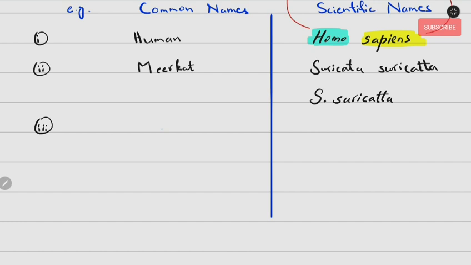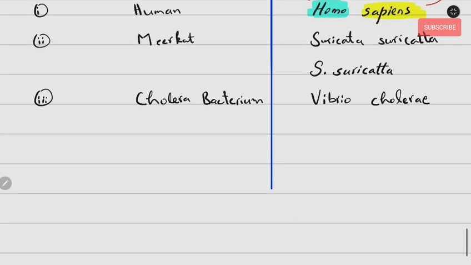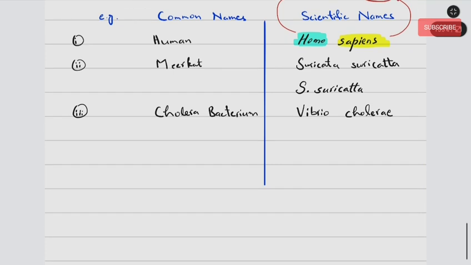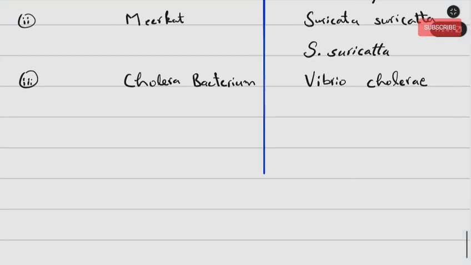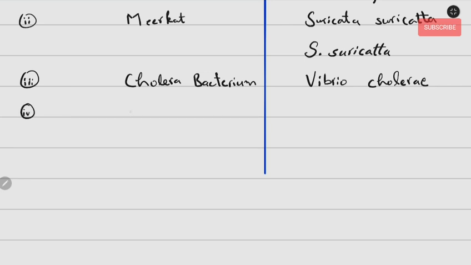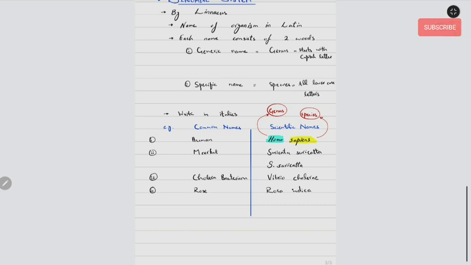Another example is the bacteria which cause cholera. The cholera bacterium is called Vibrio cholerae. So in that way we have a lot of different examples. As we go along we might come across a bunch of other examples as well. Any other example we have, let's say the rose plant, that's Rosa indica.